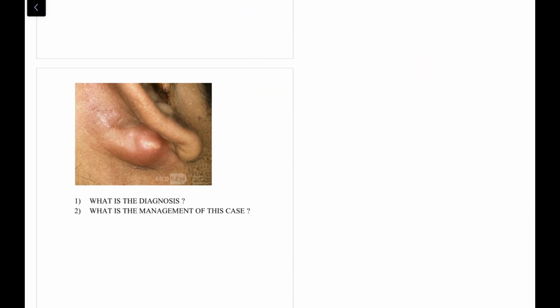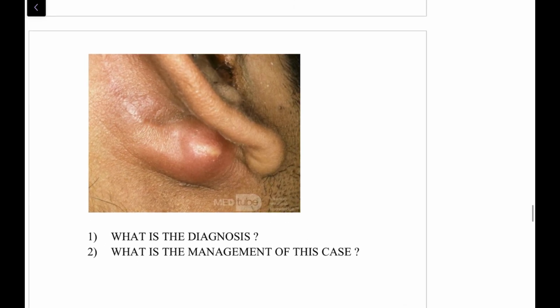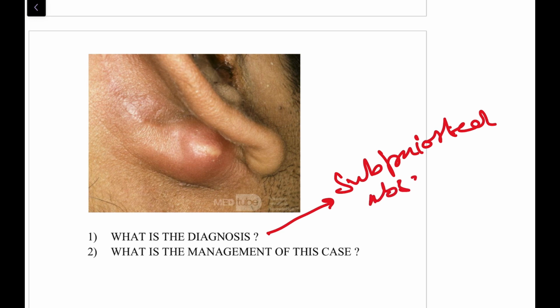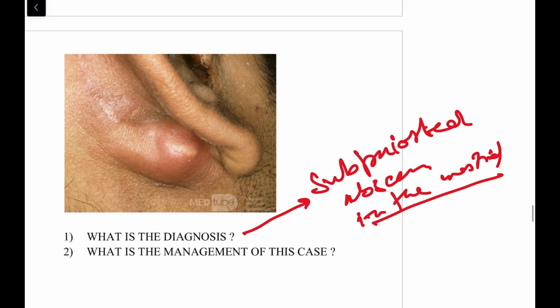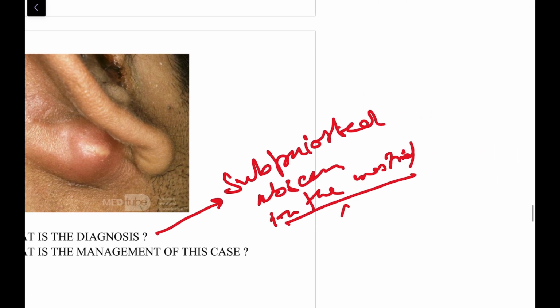Then coming to the next picture, what is the diagnosis, it has been asked. So this is a subperiosteal abscess in the mastoid area, which is commonly termed as the Luc's abscess.